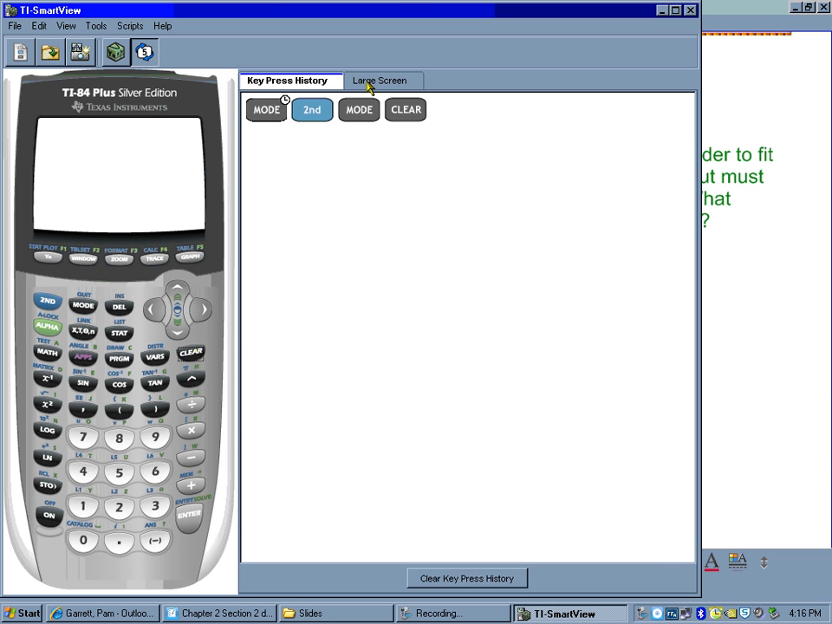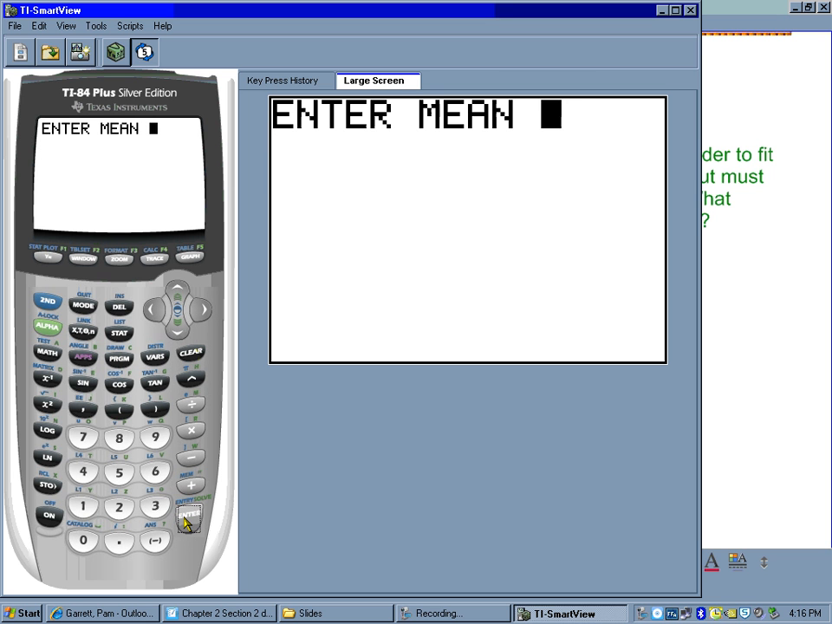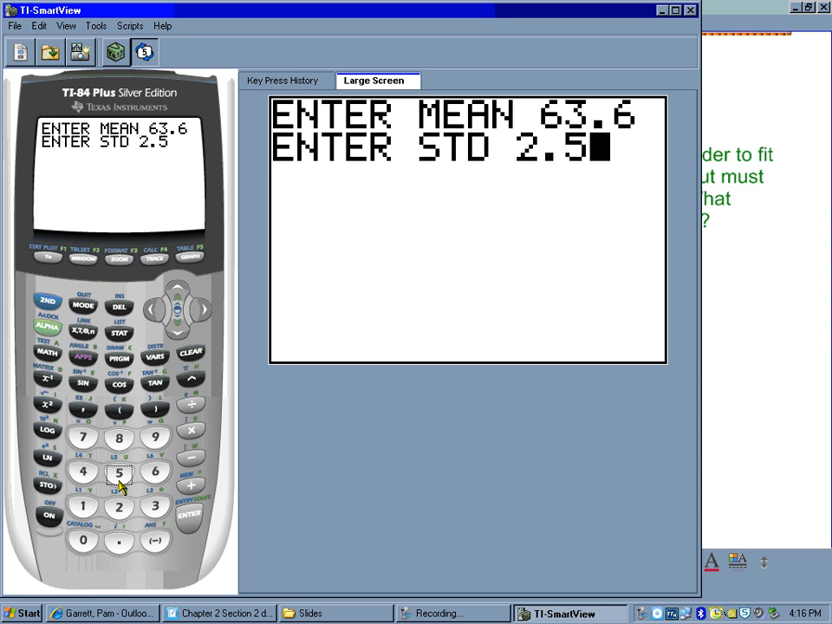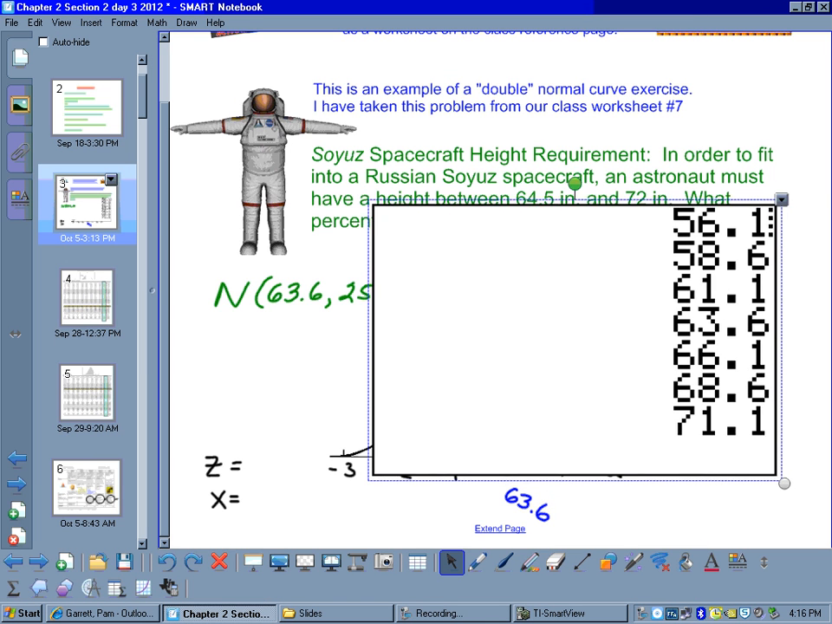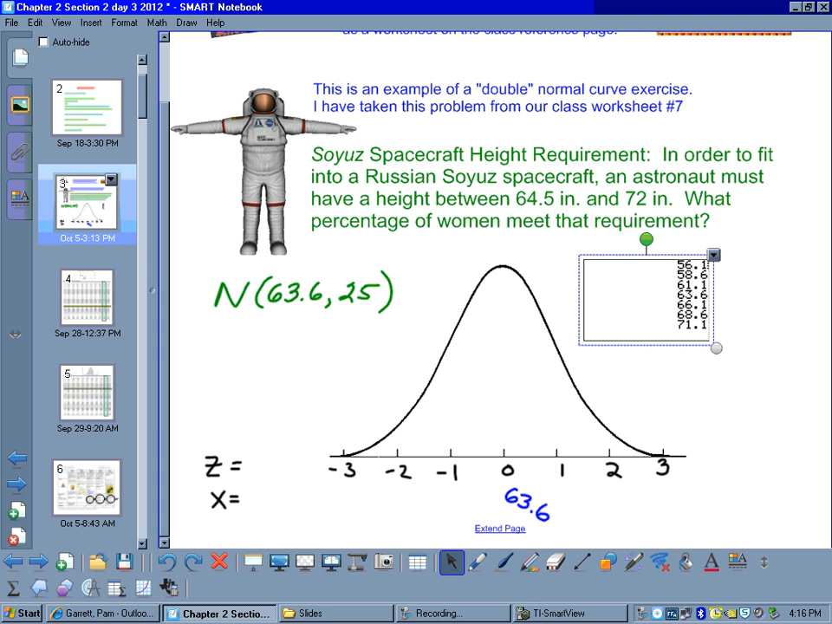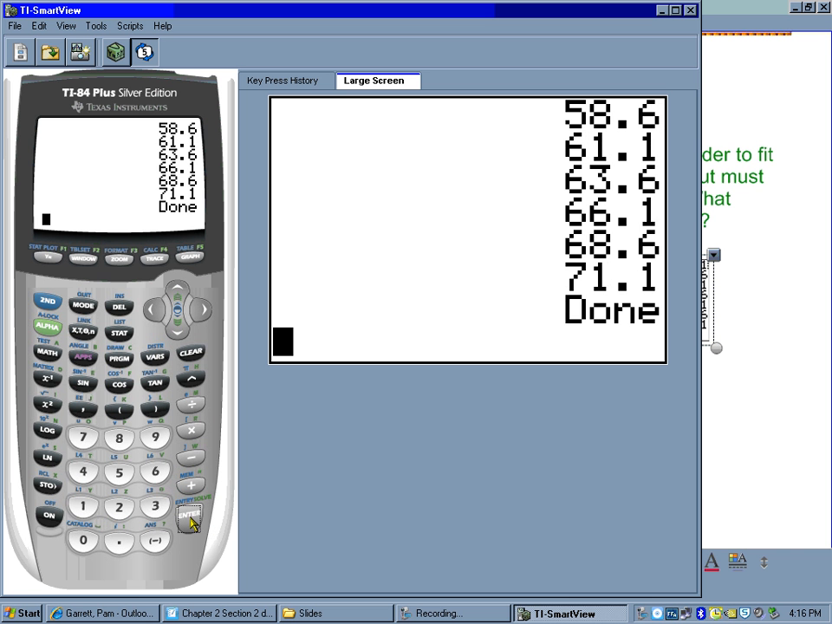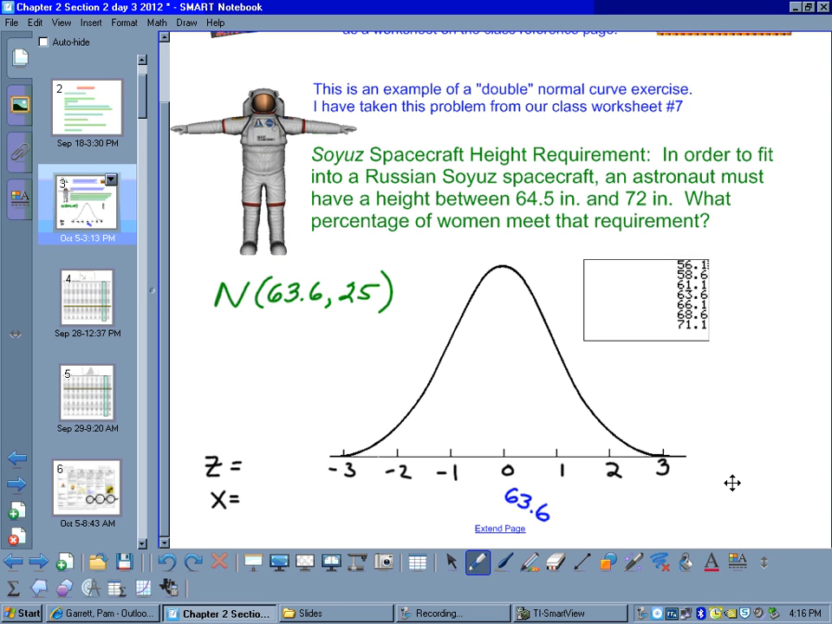And to use this program, you choose the program. It asks for the mean, which was 63.6, and the standard deviation, which was 2.5 inches. Hit enter. It gives you the 7 different standard deviations from the mean. And if you go back to your calculator and press enter, it will stop the loop in the calculator so you can continue using it as normal.